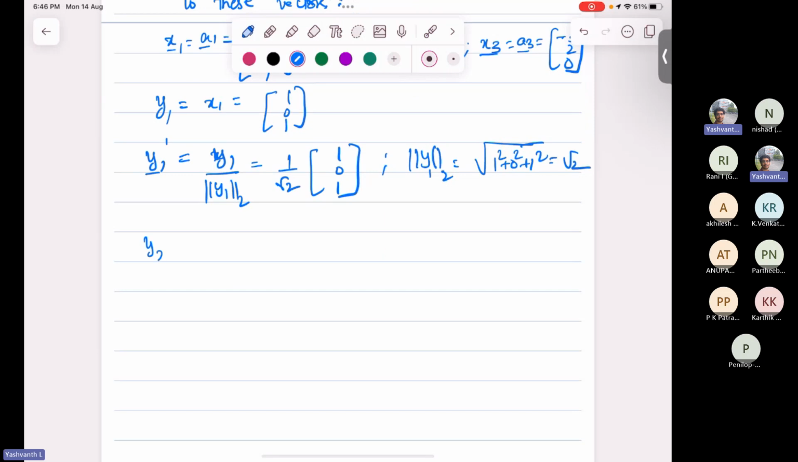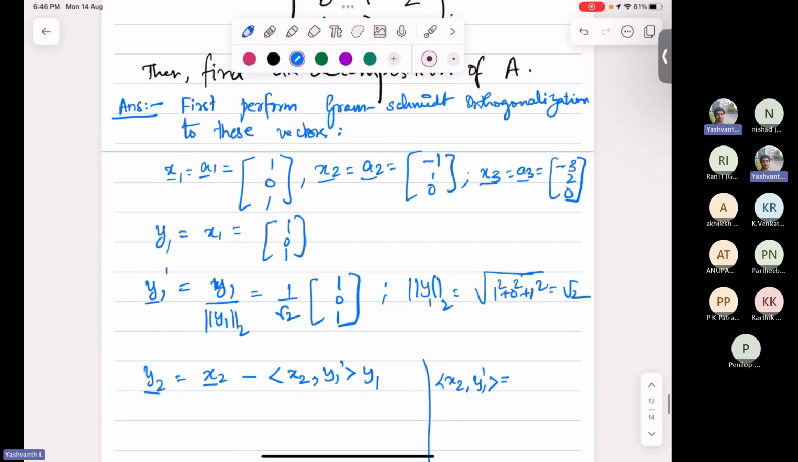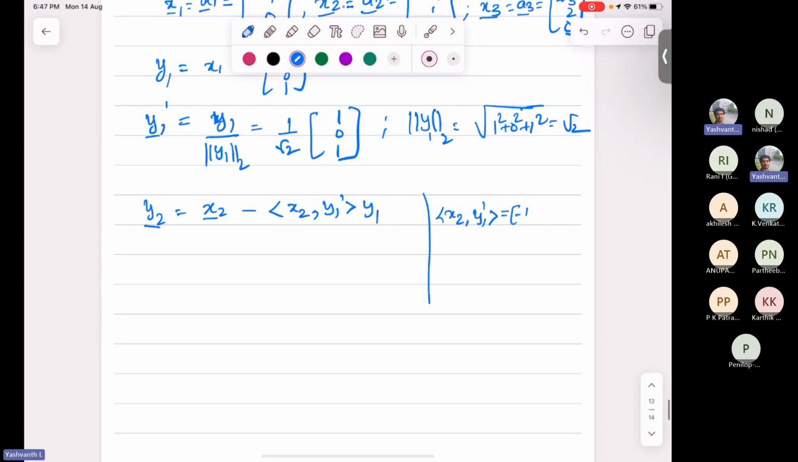Now what is the second vector? y2 is equal to the second vector x2 minus the component of x2 along y1, times y1. Okay. Now what is the inner product of x2 and y1 dash? x2 is (-1, 1, 0) and y1 dash is (1, 0, 1) multiplied by 1 by root 2. This is nothing but minus 1 by root 2.